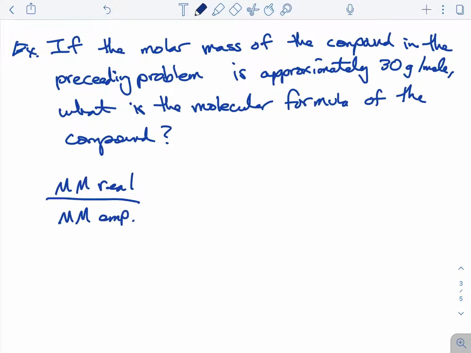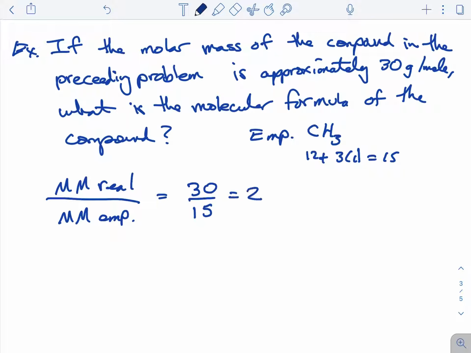All right. So our empirical formula from the previous part of this was CH3, right? So its molar mass would be 12. Well, we're going to round and just do 12 plus 3 times 1. So that would be 15. So in our formula here, we take 30 and we divide it by 15, and that gives us 2. This is what we refer to as the multiplier for our subscripts to get the molecular formula.